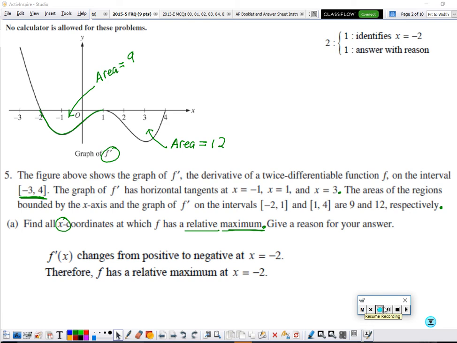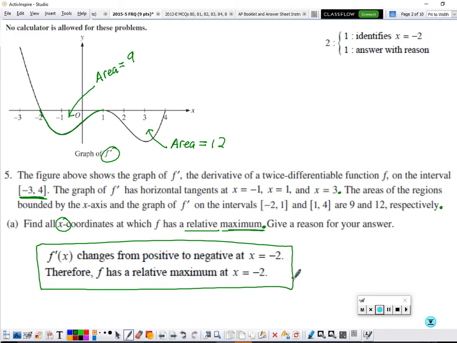Okay, hey, look out. So 2 points on part A. The only spot where f prime changes from positive to negative is right here at x equals -2. So if you have this box written on your paper, this is 2 points. If you're unsure as to whether you got maybe half credit, just ask me. But that's 2 points right there. Anybody else?